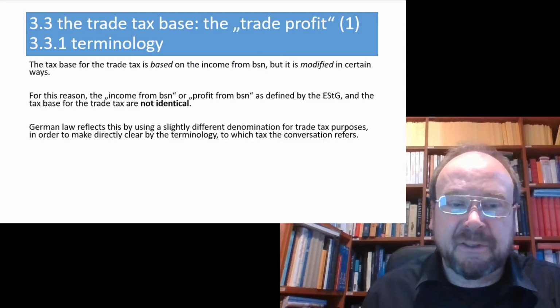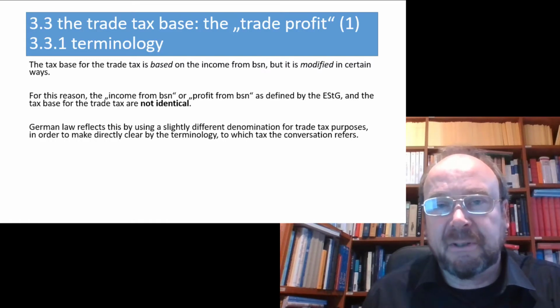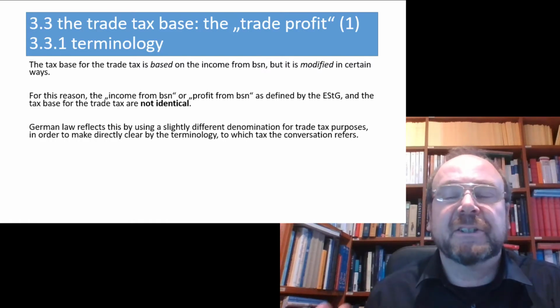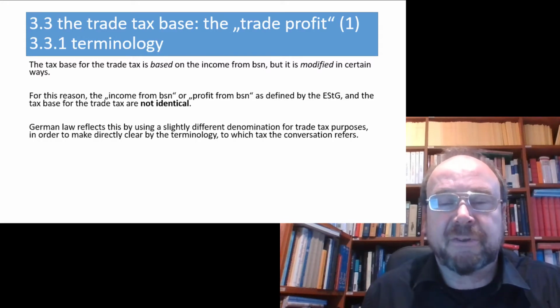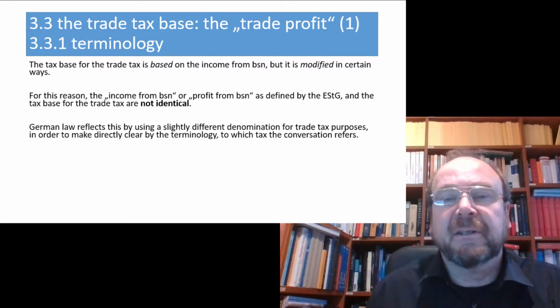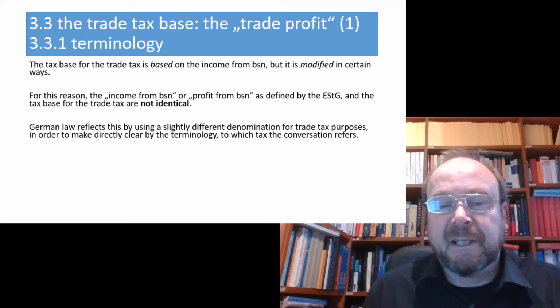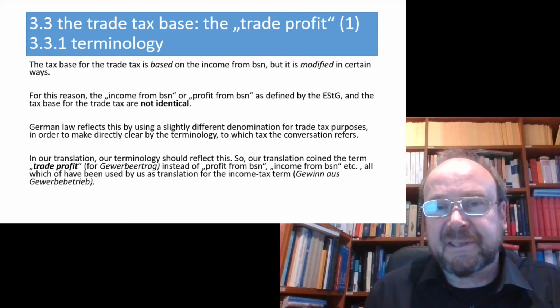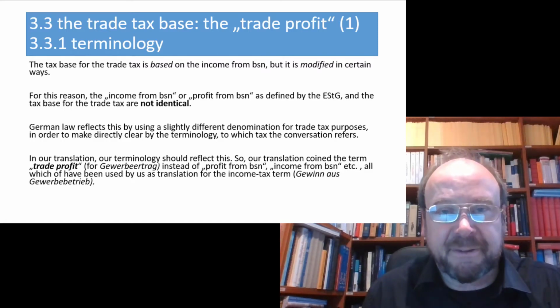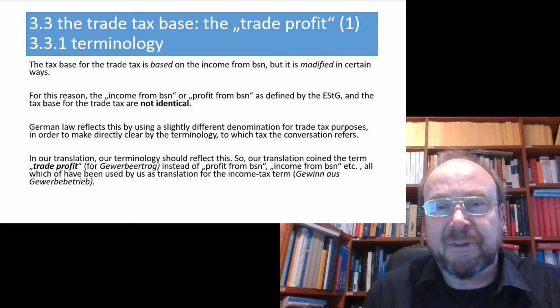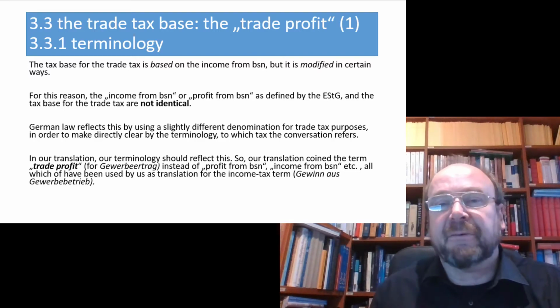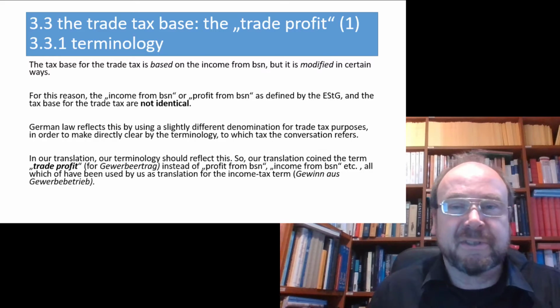And in order to make that clear, the German law reflects that by choosing a slightly different term or denomination for trade tax purposes. And so in our translation of the German laws, and when we talk in English about the German laws, we should reflect this different terminology by also choosing a different denomination for the trade tax base. My personal suggestion is just to call it trade profit. There we have the reminder, trade, which alludes to trade tax.